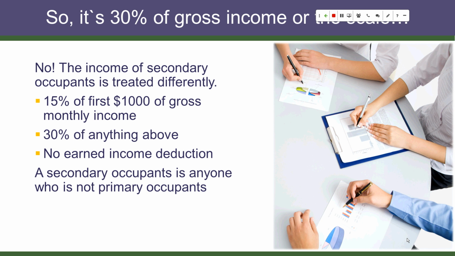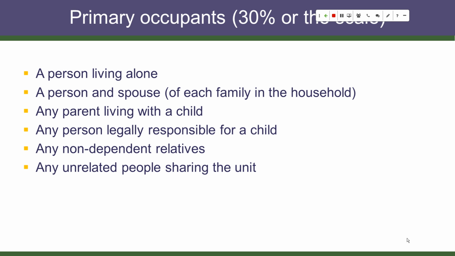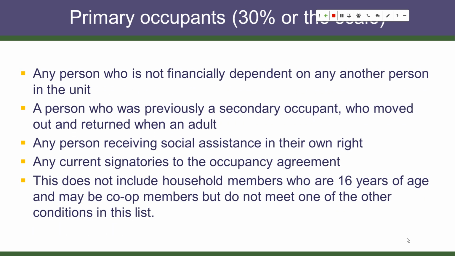We can talk a little bit about what is considered a primary occupant. They are a person who is living alone, a person and a spouse, a parent with a child, someone who may be legally responsible for a child, or any non-dependent relatives. It could also be somebody who is not even related and actually living in the unit, so a roommate of some sort.